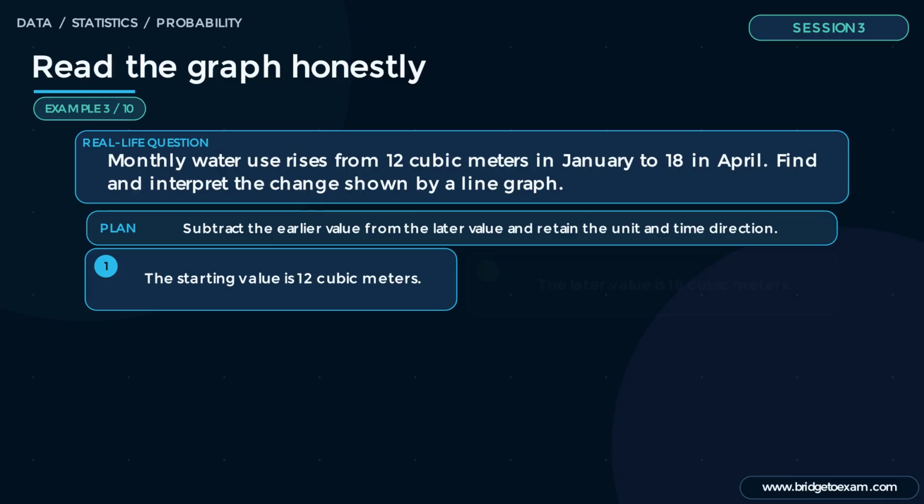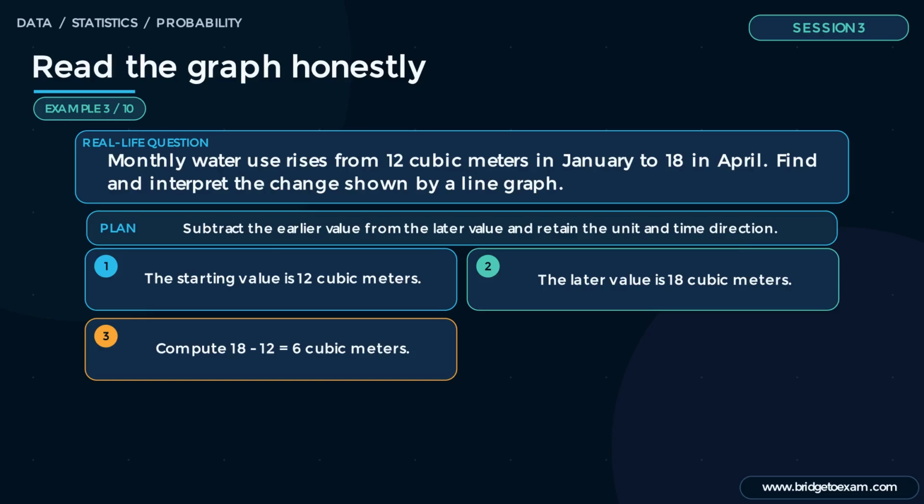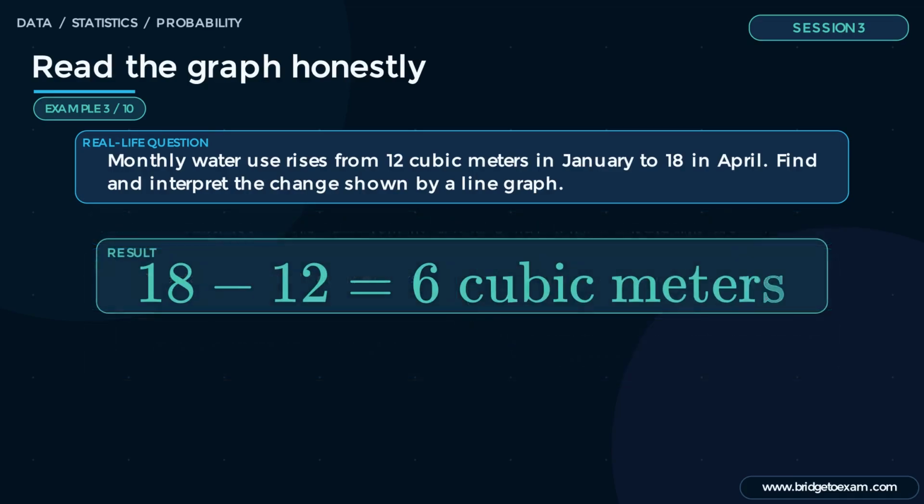Step 3. Compute 18 minus 12 equals 6 cubic meters. Step 4. Water use increased by 6 cubic meters from January to April. Quick check. Adding the 6 unit increase to 12 gives the April value of 18. This matters in real life because utilities use time series graphs to detect seasonal changes and possible leaks.